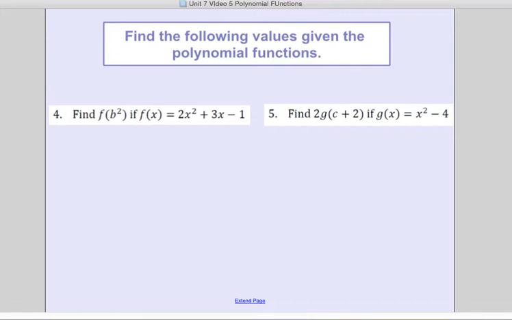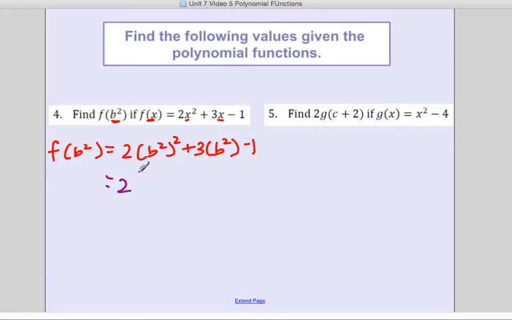Moving on to example 4, it says find the following values given the polynomial functions. Okay, so this one says find f of b squared. Notice how the b squared is in the spot of our x. So wherever there is an x, I now need to write b squared. So to find f of b squared, it's going to be equal to 2, now x, so b squared, to the 2nd, plus 3 times b squared minus 1. And then we would simplify.